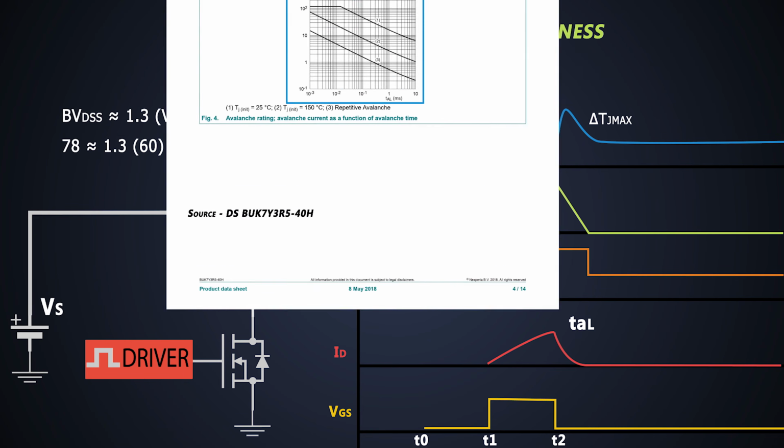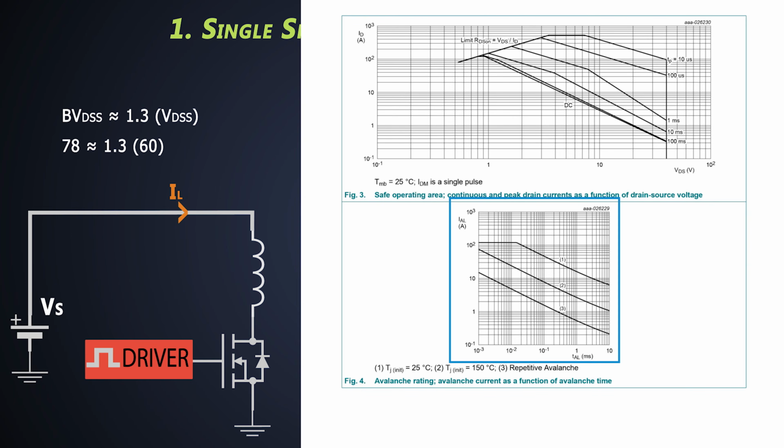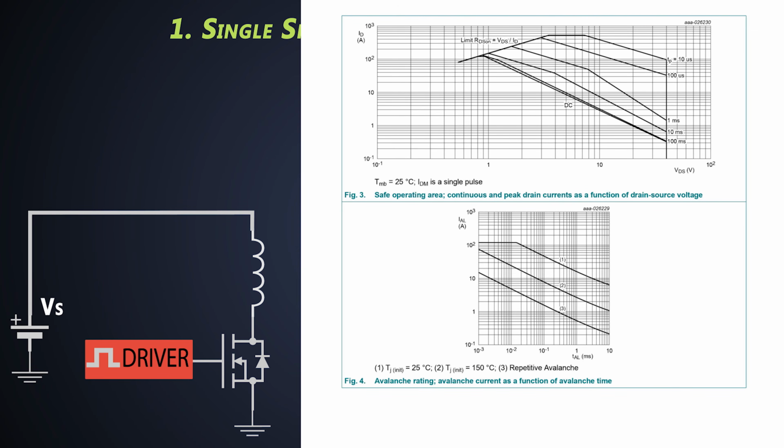One more important thing is that the longer the avalanche time is, the less avalanche current capability the MOSFET will have. This avalanche rating graph shows the avalanche ruggedness of the MOSFET. If you see, there are multiple lines on this graph based on the junction temperature of the MOSFET, which are generally denoted for 25 degrees Celsius and 150 degrees Celsius junction temperature. As the temperature increases, the avalanche ruggedness of the MOSFET decreases. And this line over here represents the repetitive avalanche.